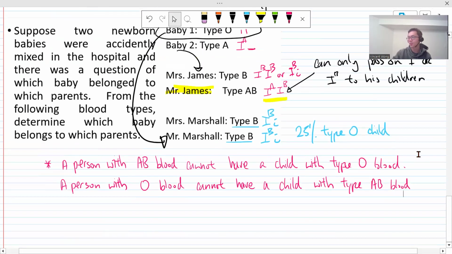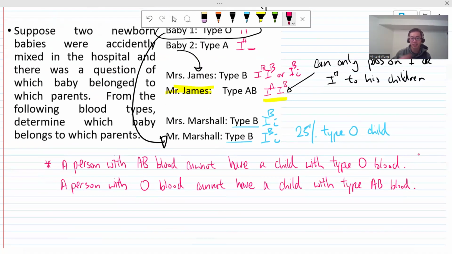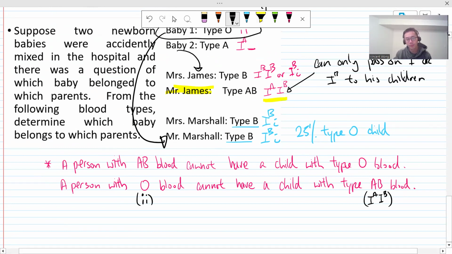Do you guys understand this? I feel like I'm not really... No, this type O is a bit confusing. Yeah, type O, because it's small i, right? Small i, yes. So the AB blood is type capital IAIB, right? That's right. So if I'm type O and I marry someone with IAIB.